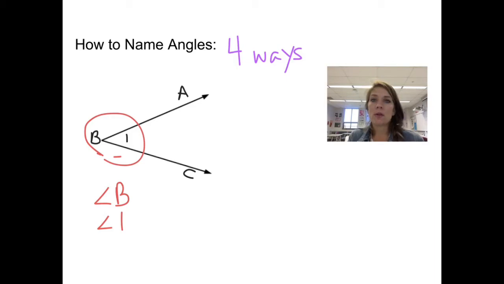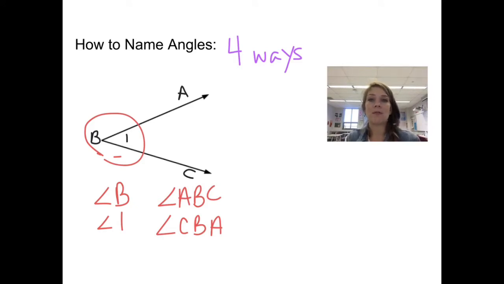The other way to do it, which is most common, actually uses the points that are identified along each ray. So for this example, we have A, B, C, so we can call it angle ABC, or just like with our lines, we can go in the opposite direction and call it CBA. The only thing that must happen is that B must be in the middle, referencing that angle. So angle ABC, and angle CBA. Again, making sure that the B is in the middle when you use that method for naming.